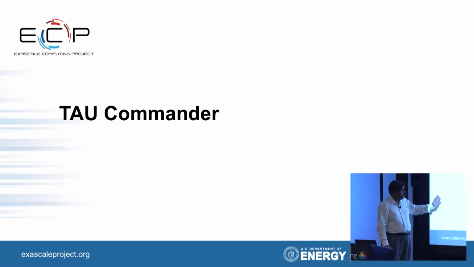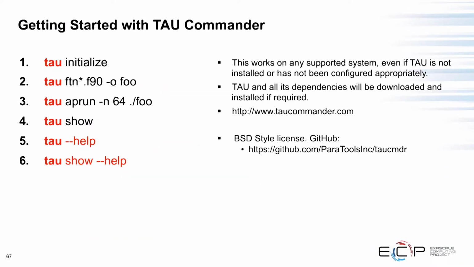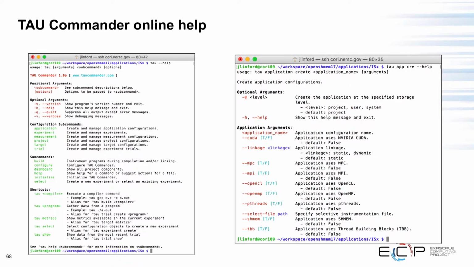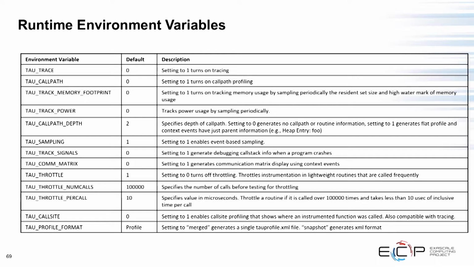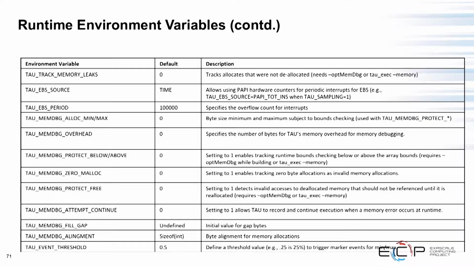We also have a tool called TAU Commander. I will not go into the details right now, but we have simplified the workflow of TAU. So all you need is a single command called tau. And you can just put tau in front of everything and see what happens. Okay? You'll be very surprised. There's a very good TAU dashboard which can show you all the options of TAU. So you don't need to remember all the options I specified. There's a context-sensitive help, and you can see the different runtime variables that are available in TAU.